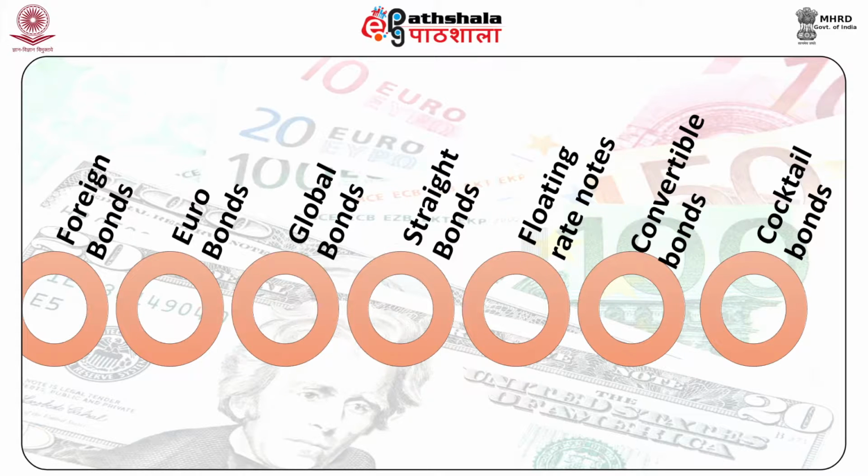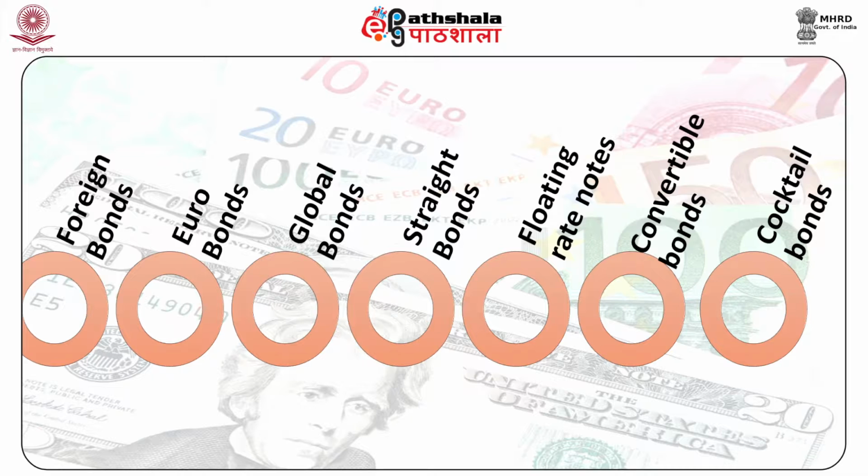Euro bonds. Euro bonds are issued in a currency other than that of the country where they are issued and traded. If a US company issues bonds in dollars in Switzerland, it will be called a Euro bond. They are underwritten by underwriters from different countries and are free from the regulation of that country.